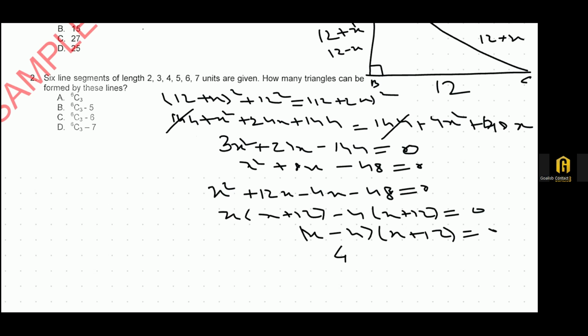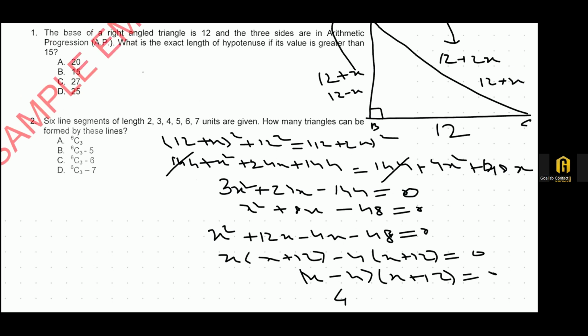So if x is 4, that means this side is 12, this side is 16. And if this side is 16, then this side should be 12 plus 8, 20. So this satisfies our options. This is the option 20. This satisfies our conditions that the side AC should be greater than 15 units.